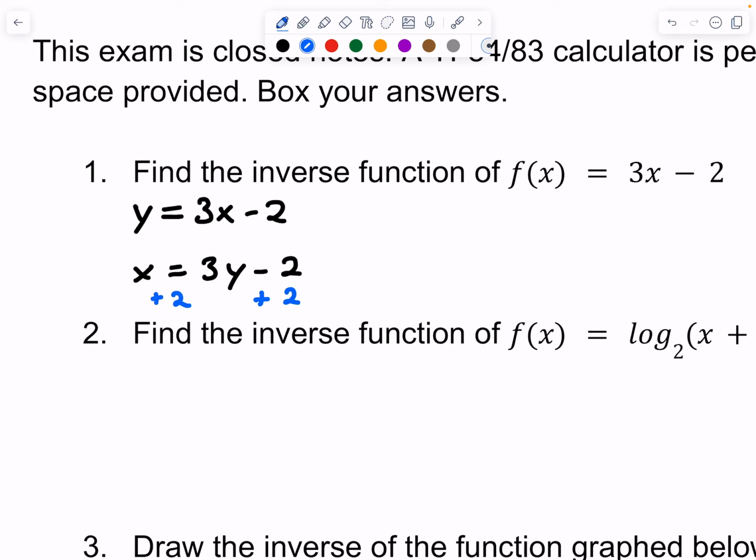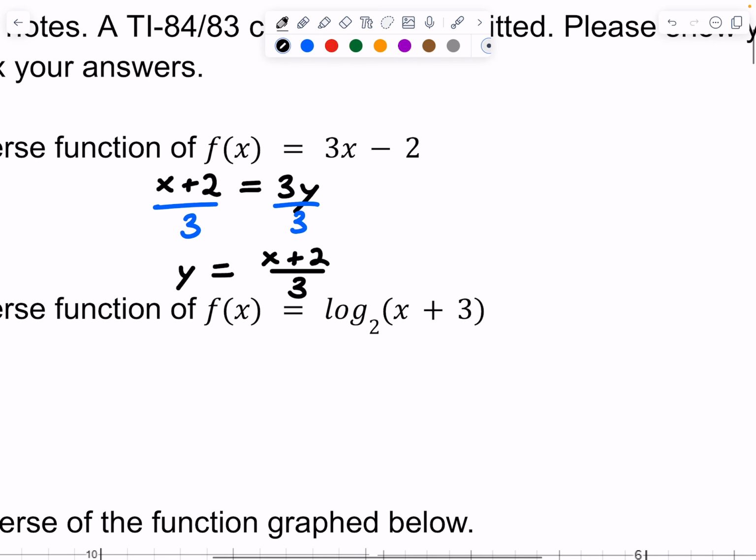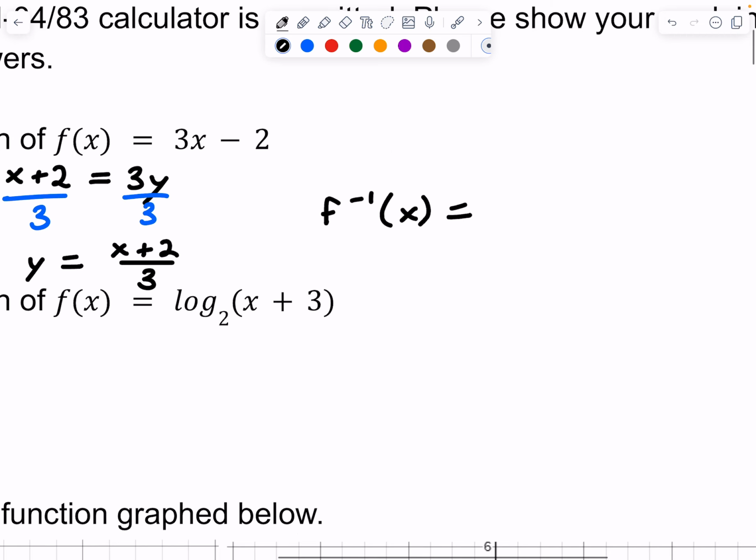So I'm going to add 2 to both sides, and then I have x plus 2 equals 3y. The last thing I'm going to do is divide both sides by 3, and then I've got y equals (x plus 2) over 3. But instead of y, I'm going to write it as the inverse. So I'm going to say the inverse function is (x plus 2) over 3. And that's the final answer for this question.